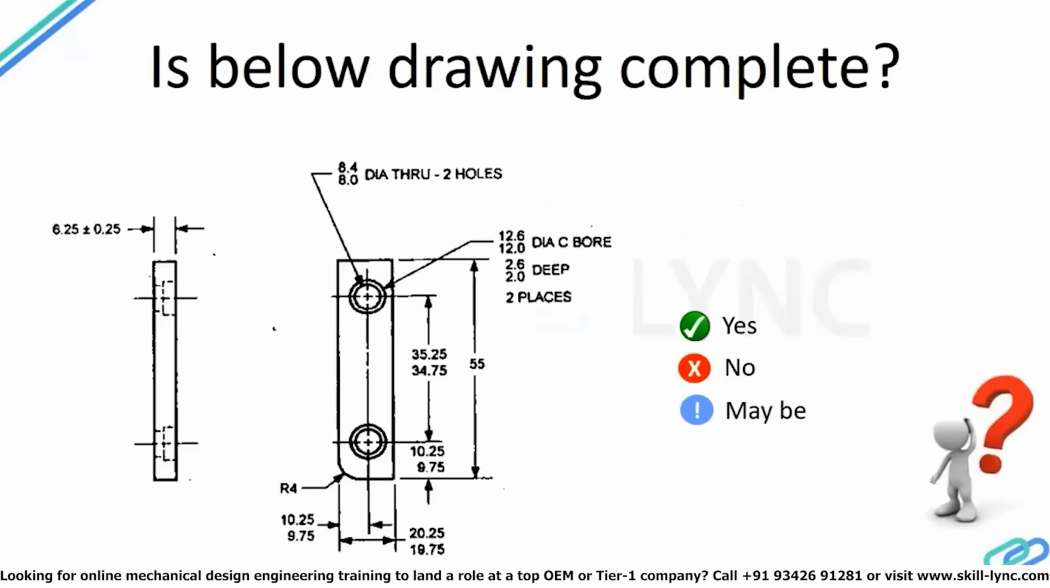The drawing you see on the screen is a simple part of thickness 6.25 with a tolerance of plus or minus 0.25, having two counterbore holes on either end and a radius here. The distance between the counterbore holes is 35, and that too has a tolerance of plus or minus 0.25. The overall length of the part is 55, and there is a radius available here, and the thickness of the part is given that tolerance.